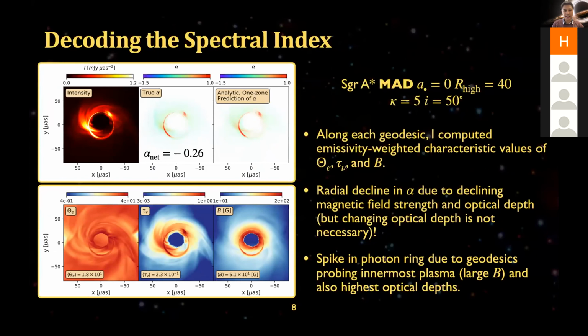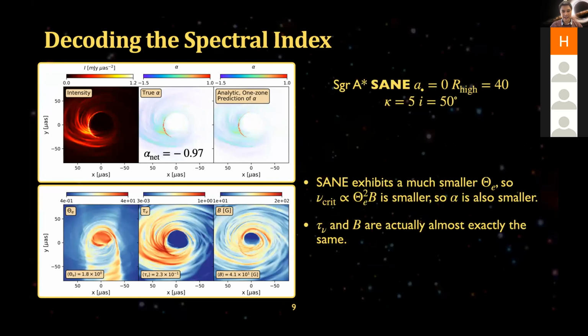Now, in terms of why the MADs have a more positive spectral index than the SANEs, we looked at two examples and are able to compute along each geodesic characteristic temperature, magnetic field strengths, and optical depths. And looking at this analytically, we find that these are really the three quantities that actually matter. So this is a MAD. Don't have time to go into most of these details, but this is the corresponding SANE.